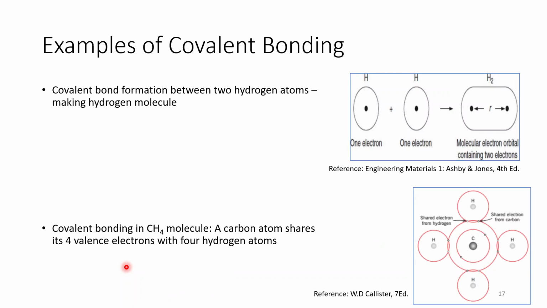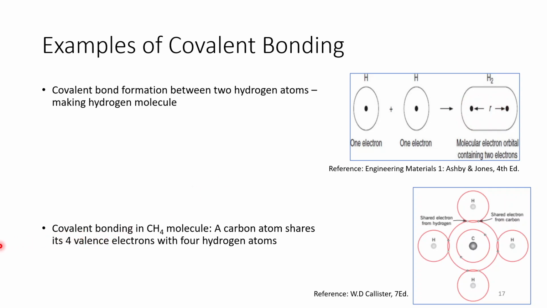Now, these are some examples of covalent bonding. First is the hydrogen molecule. Covalent bond formation between two hydrogen atoms makes a hydrogen molecule. One hydrogen atom has one proton and one electron. So when both come together, they share their electrons, completing the 2 electrons required in the outer shell.